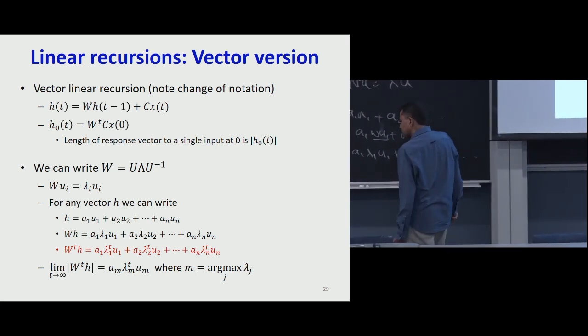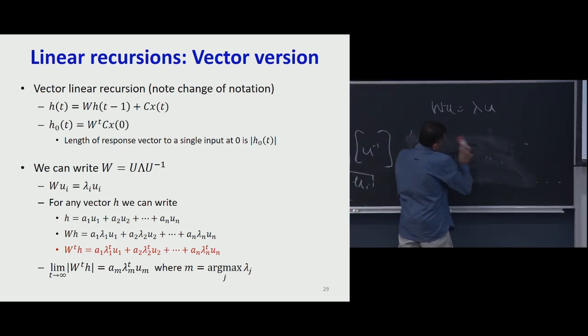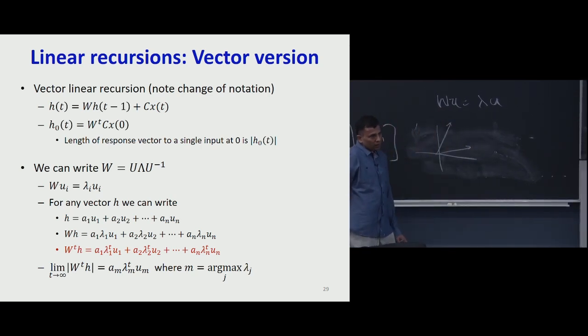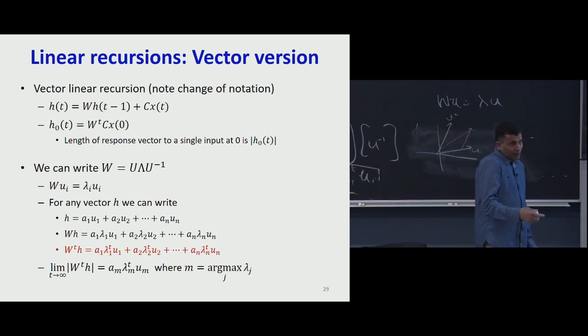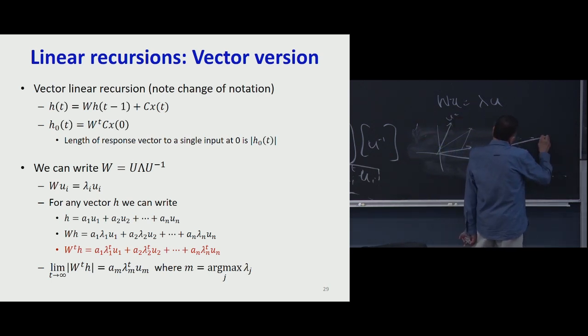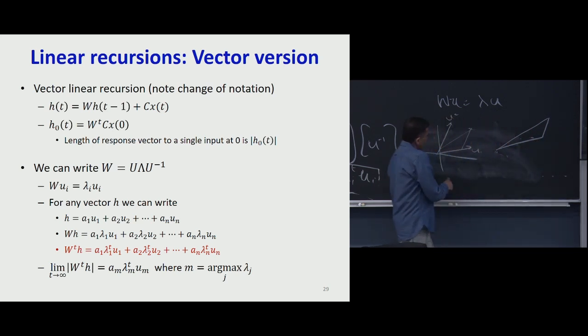Look at this geometrically. Think of a case where in 2 dimensions I have 2 eigenvectors, u1 and u2, and any vector can be expressed as some scaling factor times u1 plus some scaling factor times u2. Now the first time it's multiplied by W, this component gets multiplied by lambda 1 and this component gets multiplied by lambda 2. Assume lambda 1 is greater than lambda 2. Then this gets multiplied by a lot, this by somewhat less, and the resultant ends up closer to this one than it was in the first place.